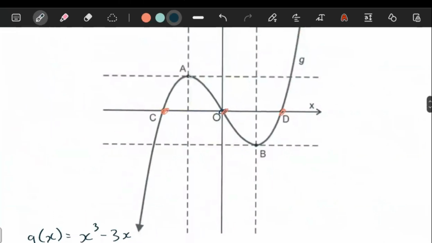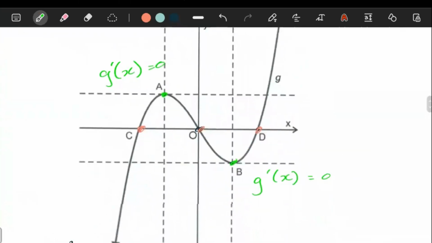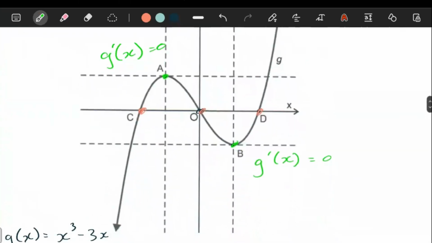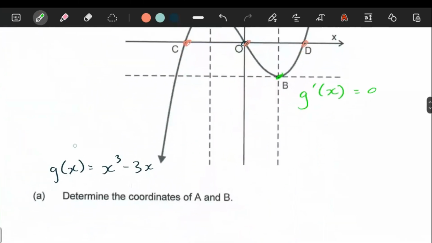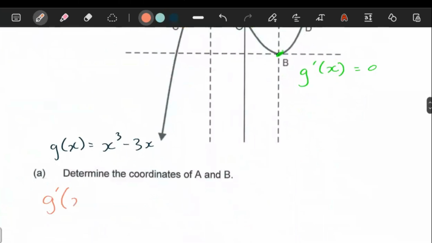So A and B are the turning points. To get the turning points of any graph, you have to remember that at a turning point, the gradient is 0. Remember, your first derivative gives the gradient, so the first derivative is 0 because this symbol means gradient. In this equation, you have to get your first derivative and then solve for x.